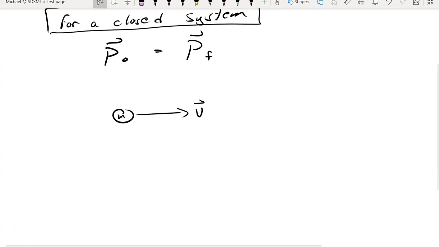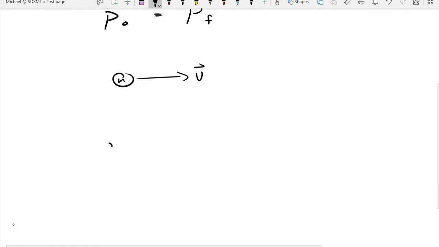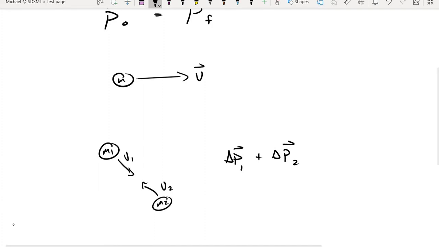And so if we now have two or more objects within our closed system, so if we have mass 1, mass 2, and if these two masses interact with each other, that interaction can cause a change in momentum for each object individually, but the overall change in momentum for the entire system must be zero.